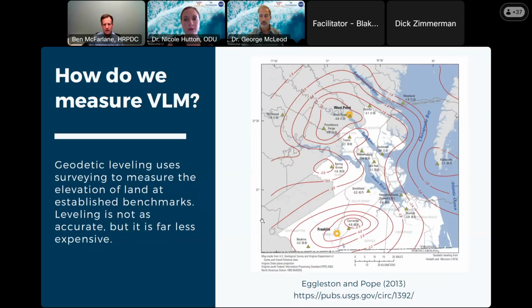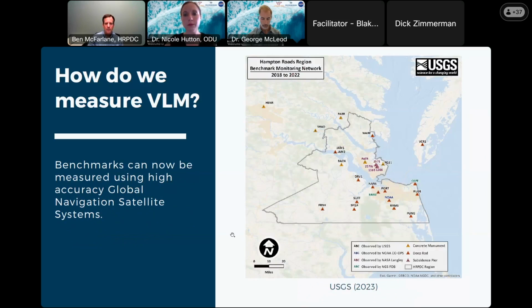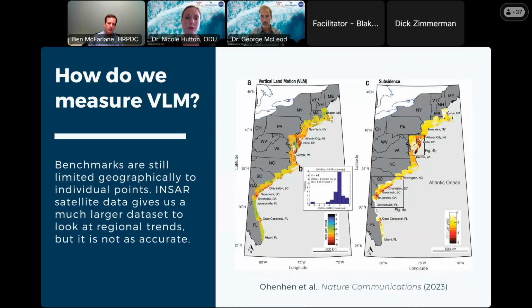We also use geodetic leveling and benchmarking to get a better understanding of what the regional picture looks like. And we've moved from using traditional surveying techniques to using GPS or global navigation satellite data. This is a program that we're working on right now with the USGS to get a better understanding of what's going on at the surface here in Hampton Roads.